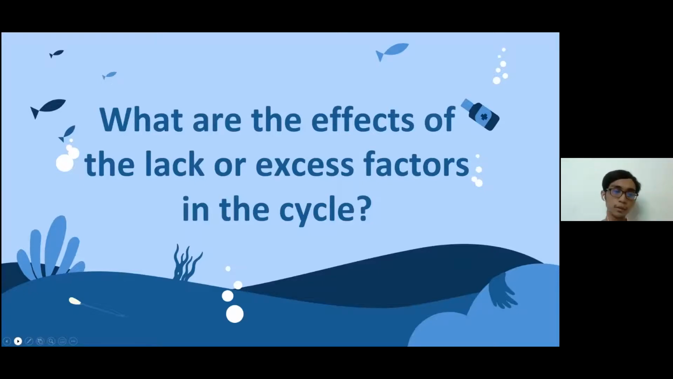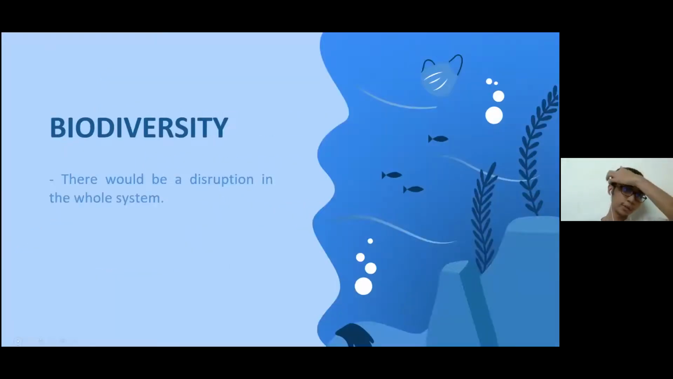What are the effects of the instability caused by excessive or lack of factors in the cycle? First, looking at biodiversity, there would be a disruption in the whole system. With excessive amounts of phosphorus, it will cause a sudden increase of some variables that would cause other parts to diminish too much, or die in short. With the lack of phosphorus, death will still occur because the process of growth will be halted.